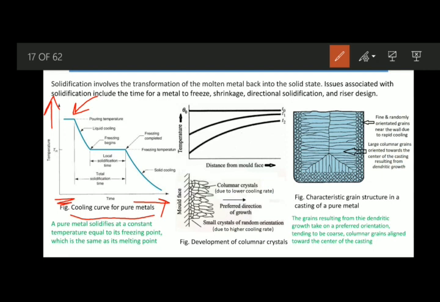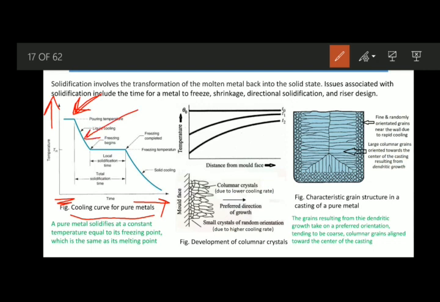So that means for our case this is the pouring temperature. Then what will happen after it, we pour the molten metal and fill up the mold cavity, then we have to let it solidify. So once that is done, the solidification will continue.